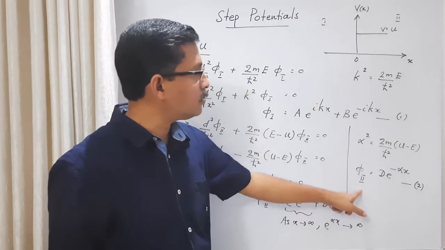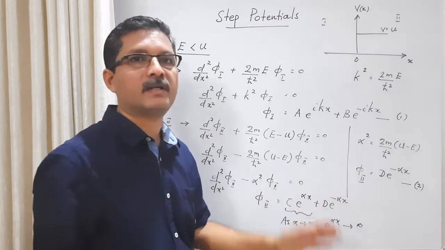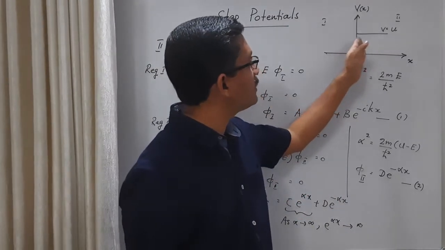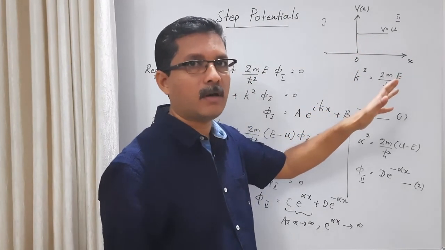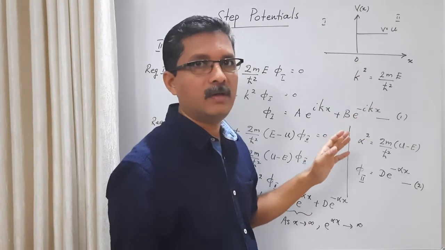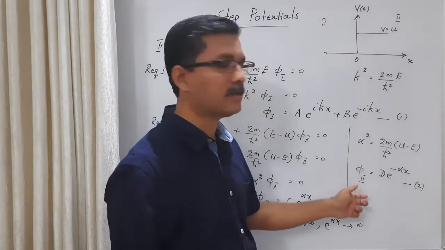But phi 2 doesn't represent a traveling wave. It is simply an exponentially decreasing wave function. So this shows that the wave function will exponentially decrease in region 2. There is no oscillating part, there are no oscillating wave functions. That means there is no traveling wave in region 2. But there is some wave function in region 2.